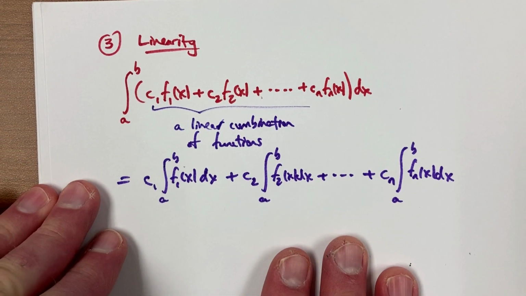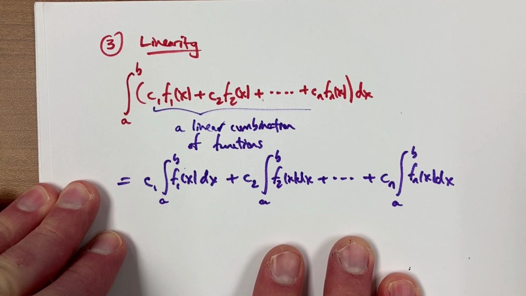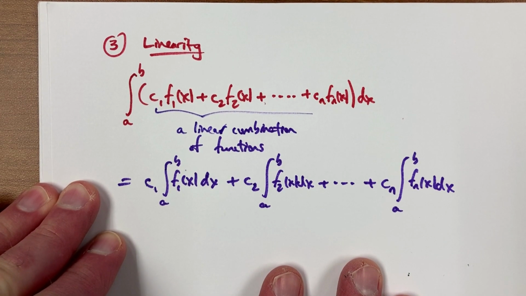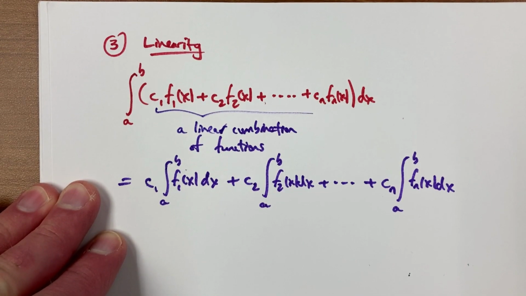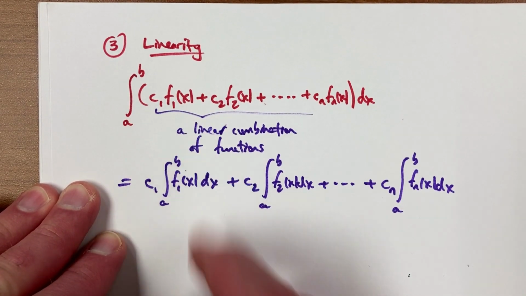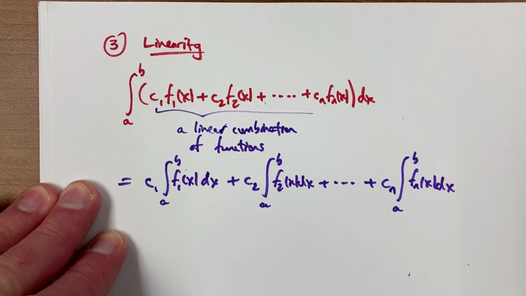So even though we won't use this a ton, you should know it and be able to apply it. Most typically, n would be 2. You'd have 2 functions and 2 constants. And even most typically, you might say C1 and C2 are both 1. So you're just adding 2 functions.